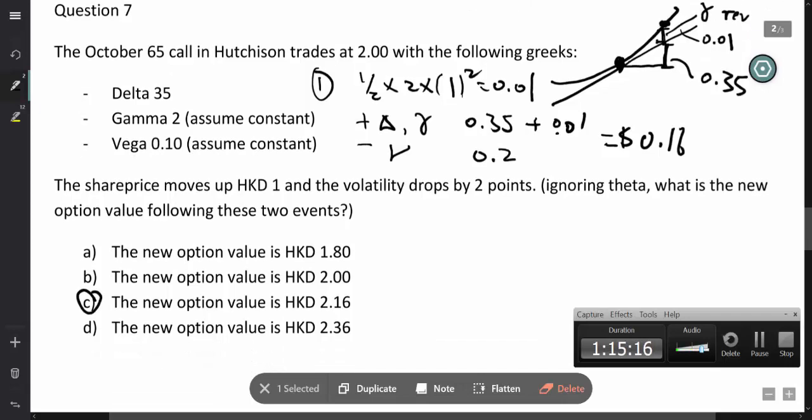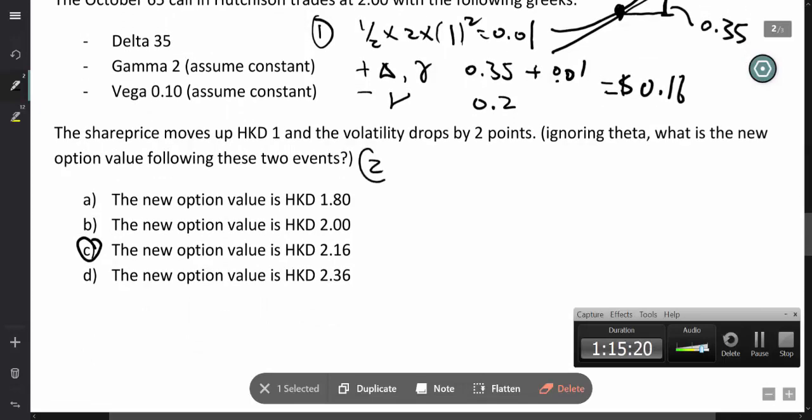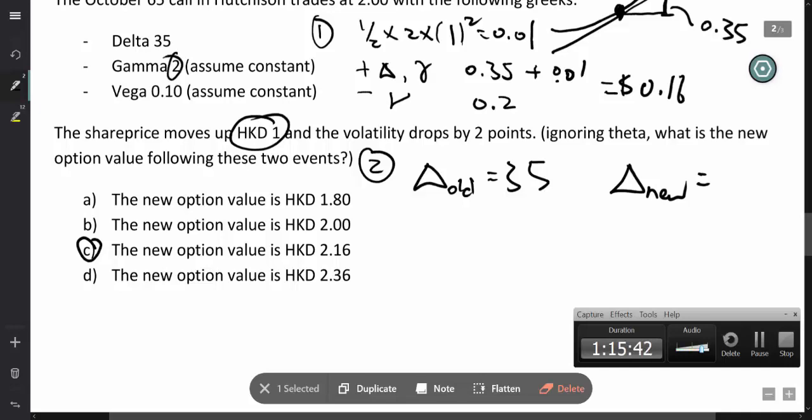Now that's one way to calculate it. The other way is you use the averaging delta. So the old delta is 35. And the new delta, what's the new delta? Can someone tell me? So the price has moved by $1 and gamma is equal to 2. What's the new delta? Sorry? 37. I want to give someone some points. I don't know who said 37. You did. Okay, I'll give a point to both of you. Okay. So the average delta is 36.